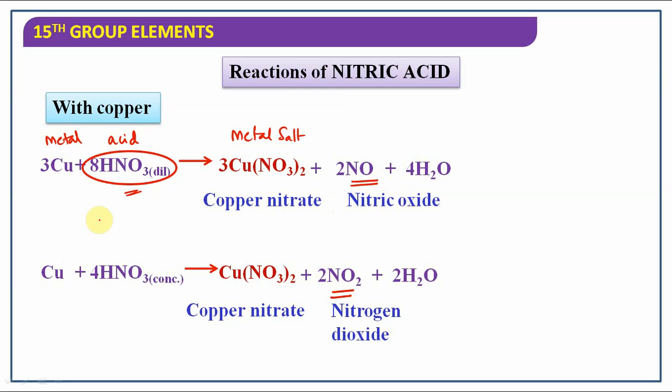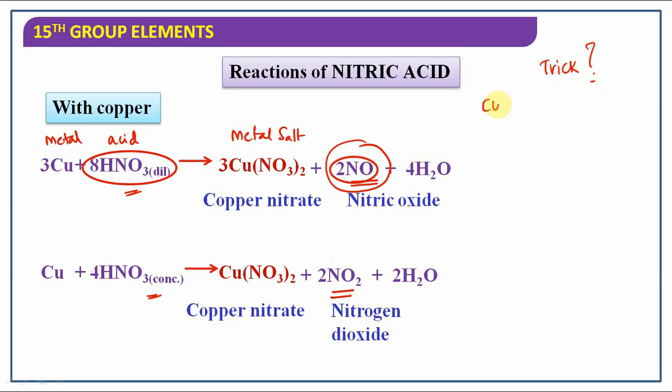Copper with dilute HNO3 gives nitric oxide, and with concentrated nitric acid it gives nitrogen dioxide. Observe it carefully, children. It's very important, especially for competitive exams. They will ask you these products only, NO as well as NO2. It would be somewhat difficult to remember, right? So I'll give a short trick for it. What is the trick to remember?